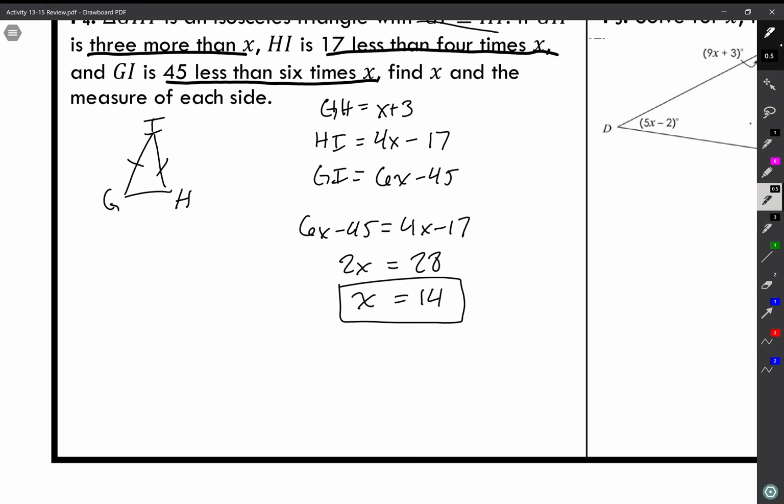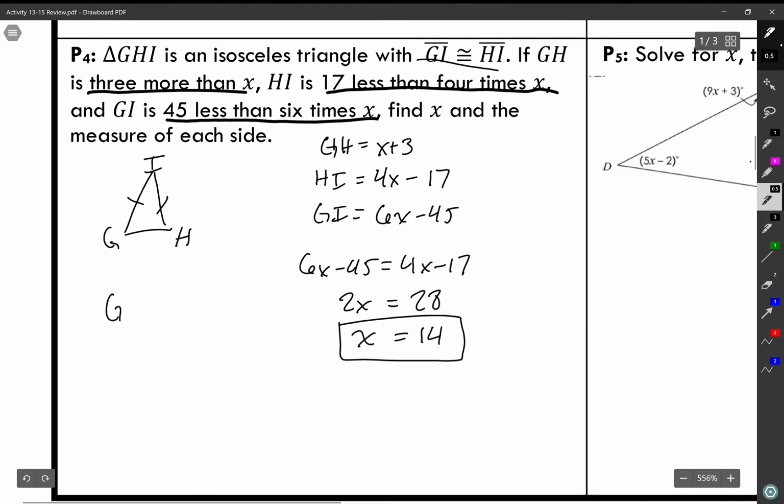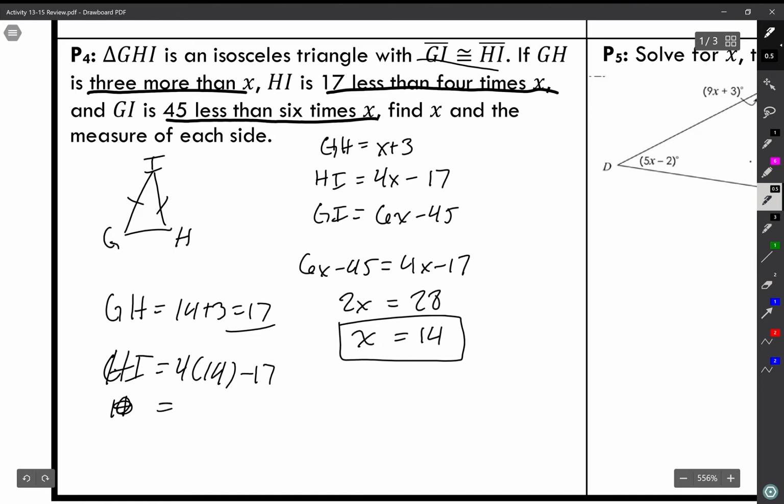So plug in what we need to find. GH is just 14 plus 3, which is 17. Let's do HI. HI is 4 times 14 minus 17, which comes out to 39. That means that GI is also 39 since they are congruent.